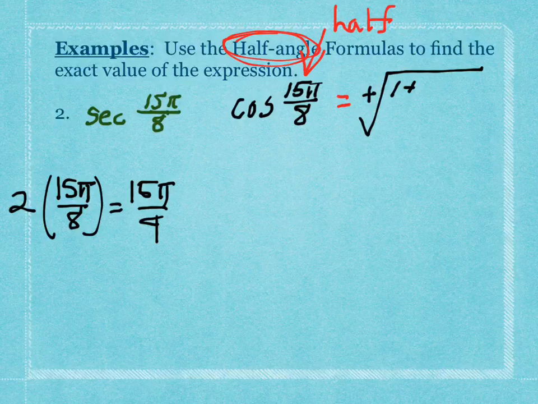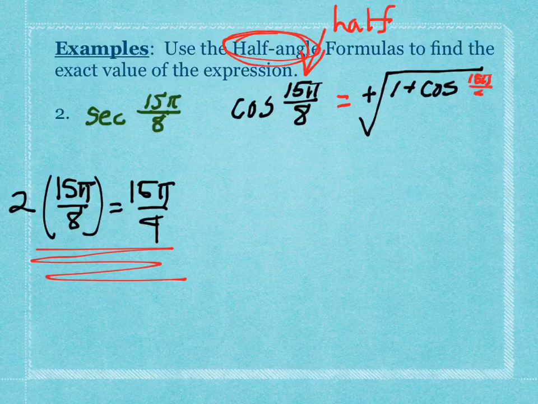1 plus, and then what I do on the inside, I'll get this set up, is cosine of double the angle. That's what I did over here. This is twice the angle that I originally had. So this right here is 15 pi over 4. And this is all divided by 2.